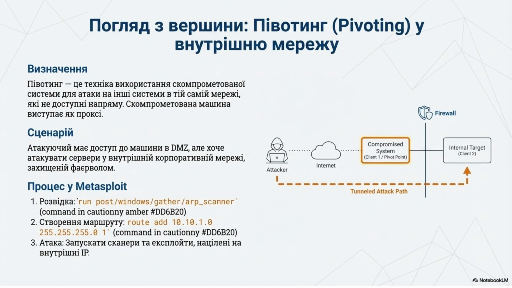Pivoting is the technique of using a compromised system to attack other systems within the same network that are not directly accessible. The compromised machine acts as a proxy, creating a tunneled attack path.